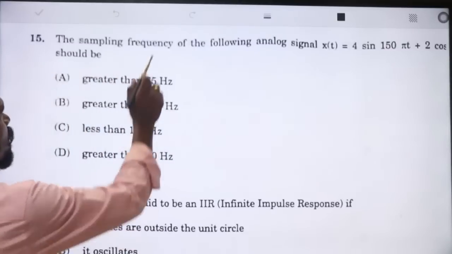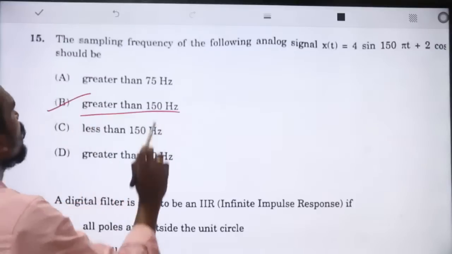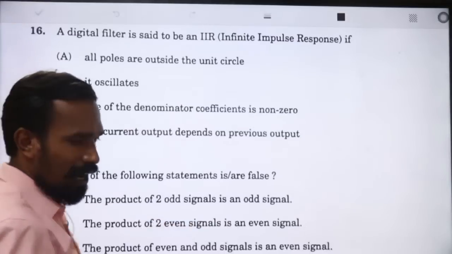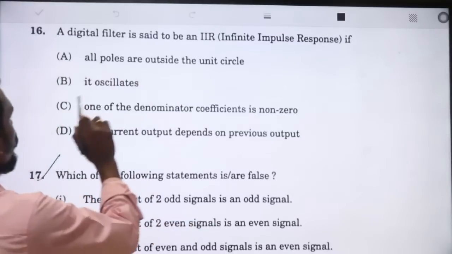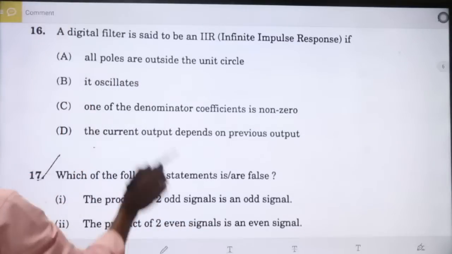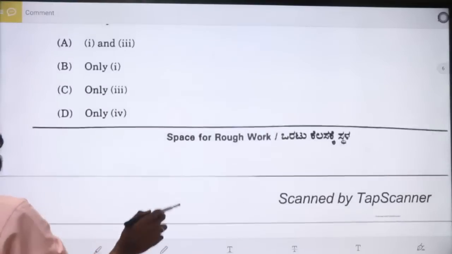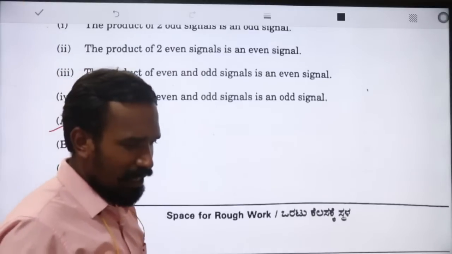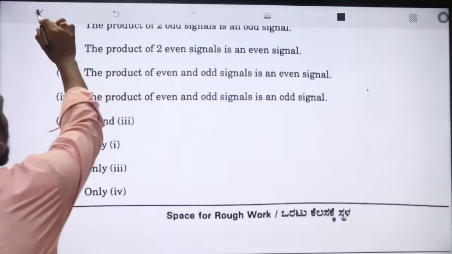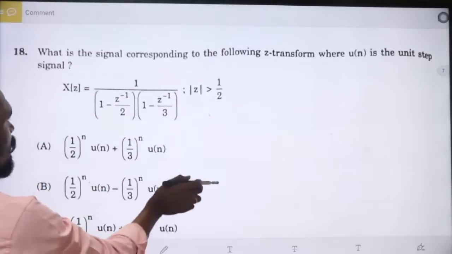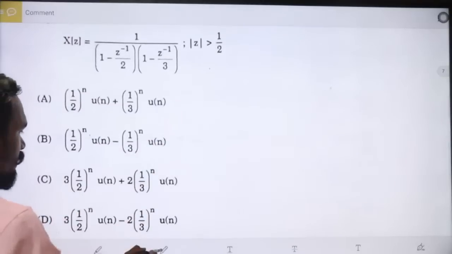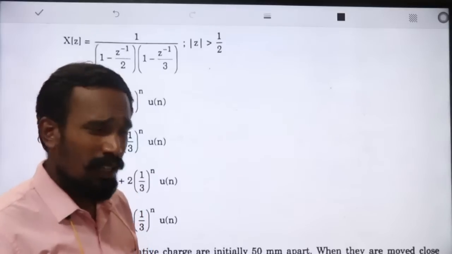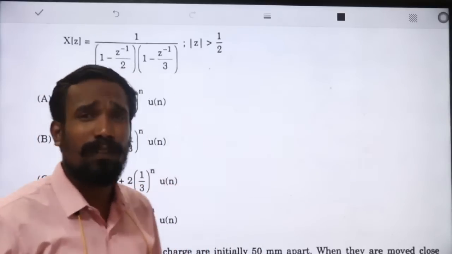The 15th answer is B. The 16th answer is D, and the 17th answer is A. The 18th answer is D. This is also signals and systems. So really around 10 questions came from signals and systems.